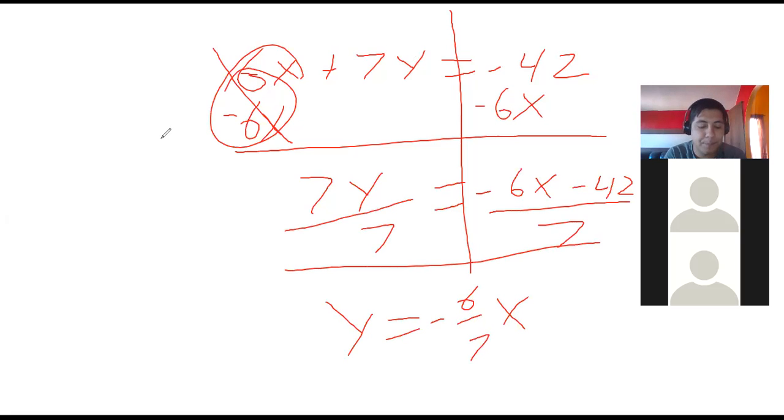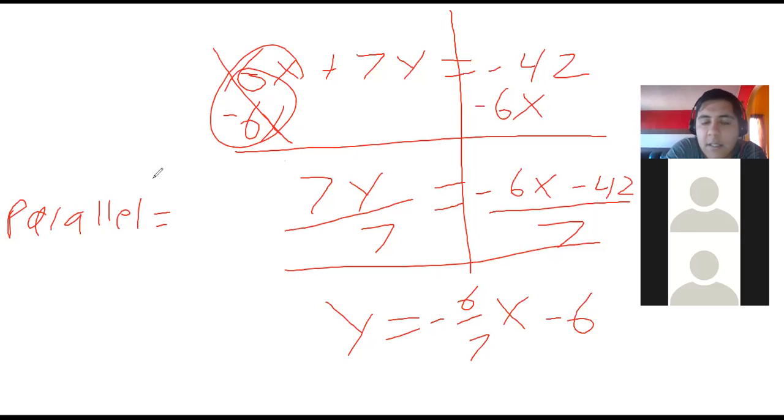What would that give us? Negative 6? Right. We'd actually end up with a negative 6. Yep. All right. So now that we have it in slope-intercept form, it becomes easier to say, okay, what if I want a parallel line? What kind of slope do I need?